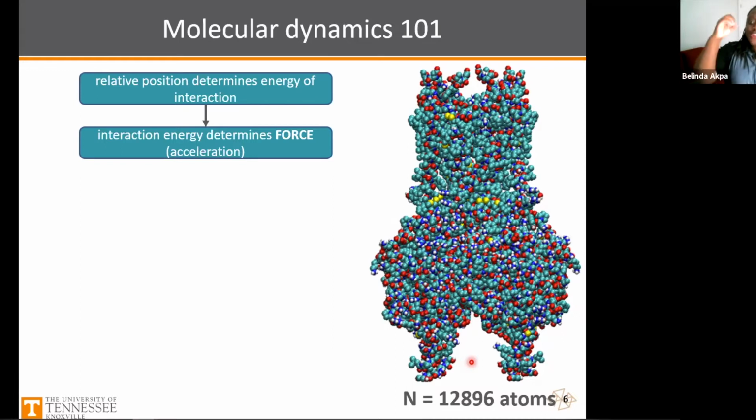Okay, so now with your 12,896 atoms, you can go pairwise and say, this atom, how are they interacting with each other? Calculate the force between them. Next pair of atoms, etc. And that allows you to calculate for every single particle what is the net force that it is experiencing from all other particles in the simulation.